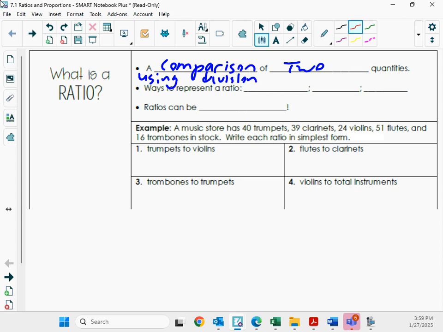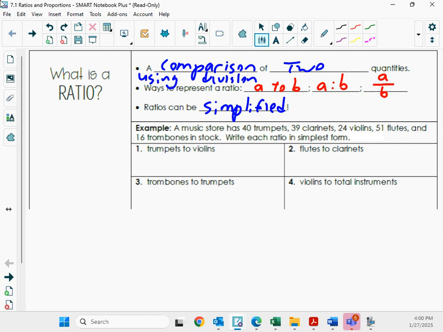Now there's three ways to represent it. I can either say comparing A to B, I'm comparing A to B using a colon, or I could set it up like a fraction, A over B. That's the using division part of it. Ratios can be, and ultimately we want them to be, simplified. That's the ultimate goal of a ratio, is to be simplified.